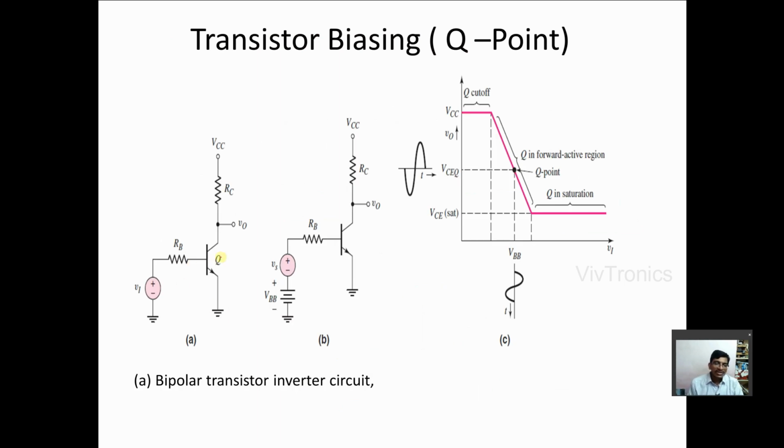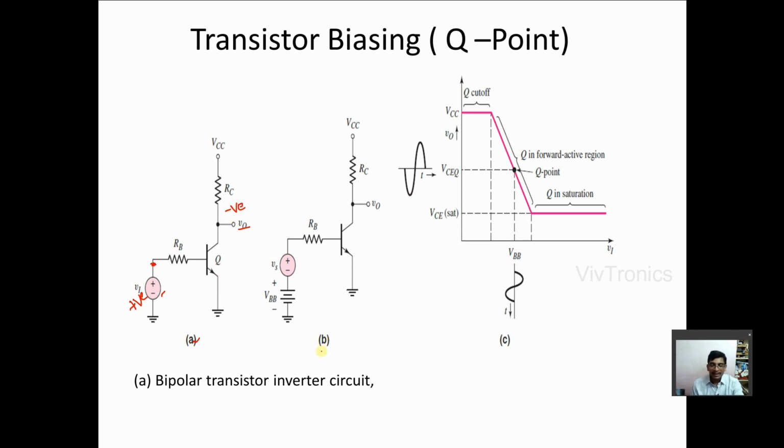First of all I am going to show you two circuits. Circuit 1A is a bipolar transistor inverter circuit. It is an inverter circuit because it was not biased; it was in the cutoff region of the transistor because we haven't applied any DC voltage at the input side. In the inverter, the input and output are 180 degrees phase shifted versions, which means that if the input is positive, the output will be negative.